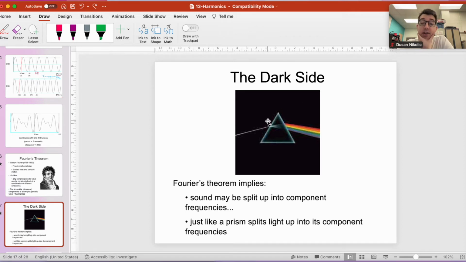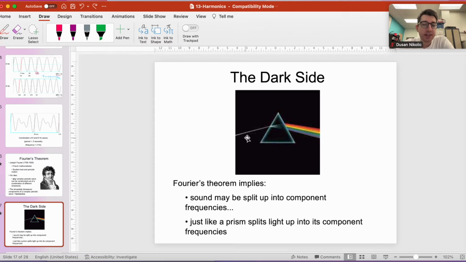And if you are a fan of Pink Floyd, you've probably seen this display. Pink Floyd uses a prism that breaks light into its components. The light beam comes into the prism, I think it's a glass prism, and it's broken down into as many light components, or light waves, so to say, as there are.